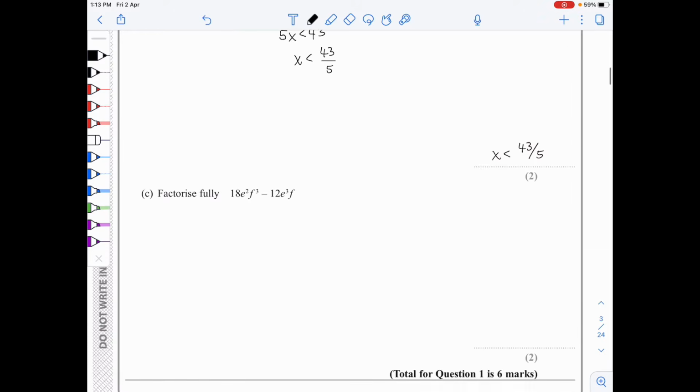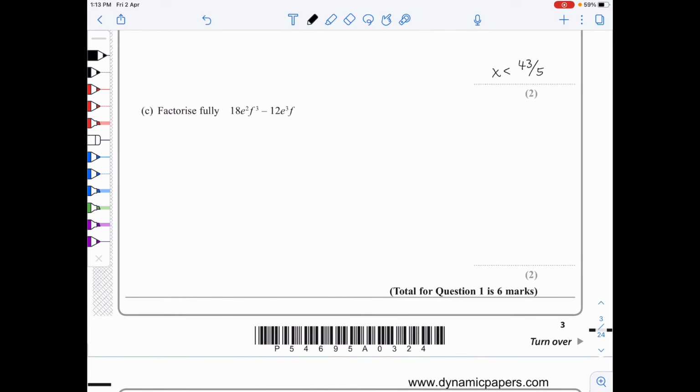And then in C, we need to factorize fully the given expression. We see that 6 is a common factor, E squared and F are also common factors. So I need a 3 and an F squared minus 2E. So 6E squared F brackets 3F squared minus 2E is the answer to C.